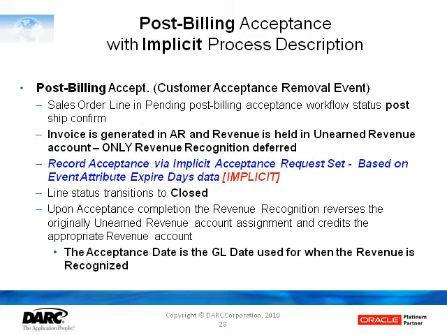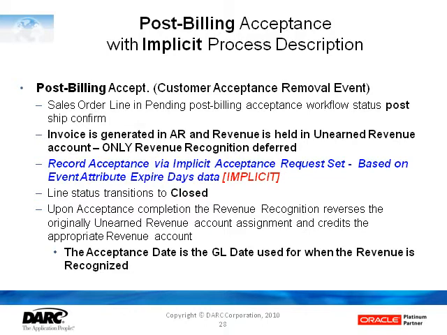So again, after we come out of the ship confirm process, our workflow line status will transition into a pending post-billing acceptance status. And because we're accepting after we bill, post-billing, this means that our invoice is generated in AR, just like a normal invoice, but your revenue is actually held in an unearned revenue account until the acceptance is completed. So that's deferred. So only the revenue recognition is deferred, again, on the post-billing side.